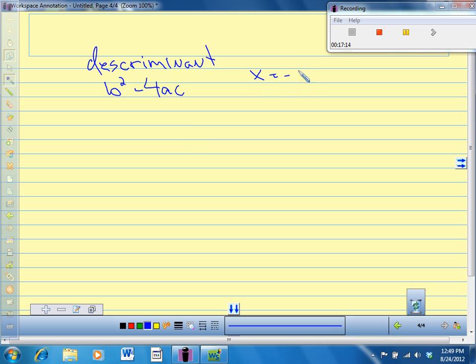X equals negative b. We'll learn the quadratic formula song later on, but not today. No, oh, I don't know a rap. Is there a rap one? Yeah. Oh, you guys can sing that for us.